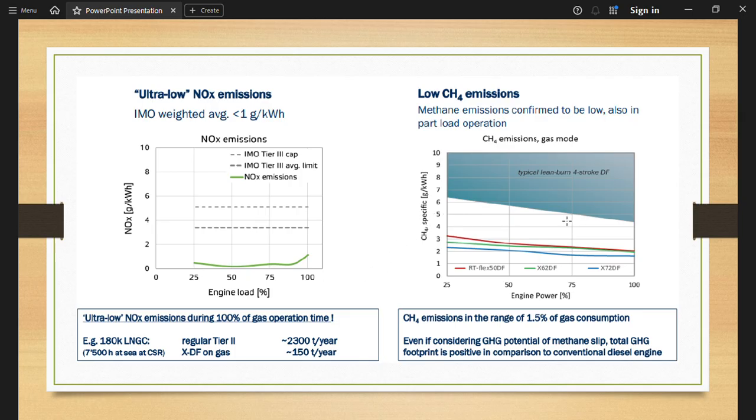And when we speak about methane emission, that is CH4 at engine power, you can see we have RT flex engine, and then we have 50 DF. You can see here for X62 DF and X72 DF, CH4 emission in the range of 1.5% of gas combustion. Even considering the GHG potential of methane slip, total GHG footprint is positive in comparison to conventional diesel engine. Now, ultra low NOx emissions during 100% of gas operation time.